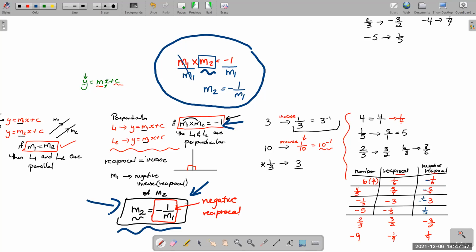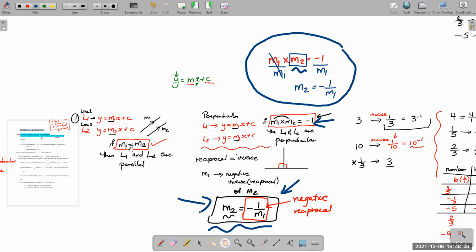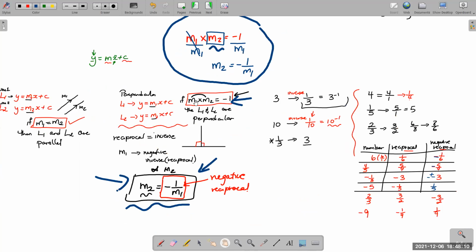All right. Let's now get into the actual meat of today's class. So now we know two things. If the gradients are equal, what happens to the two lines? They're parallel. If you multiply the gradients and you get -1, they are perpendicular. Or if they are the negative reciprocals of each other, they are perpendicular.